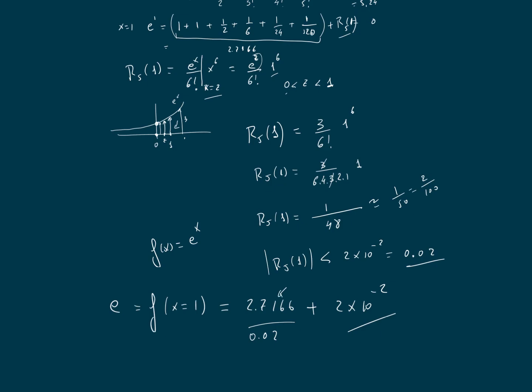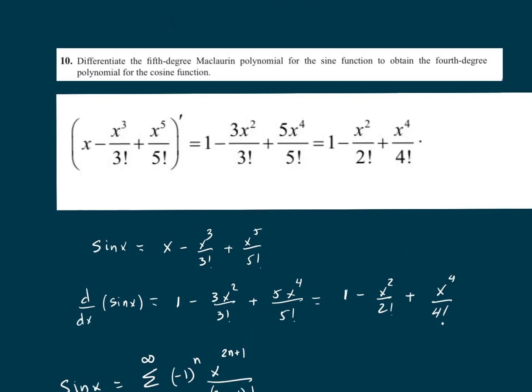Let's go to the next problem, I think it's the last one. Okay, this problem says, differentiate the fifth degree Maclaurin polynomial for the sine of x to obtain the fourth degree polynomial for the cosine of x.